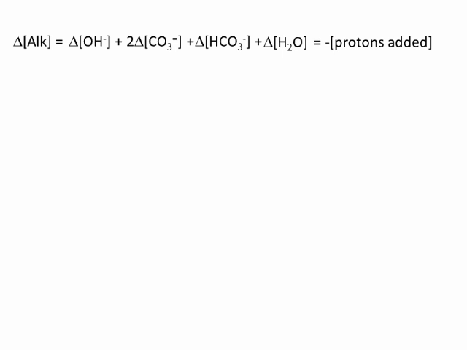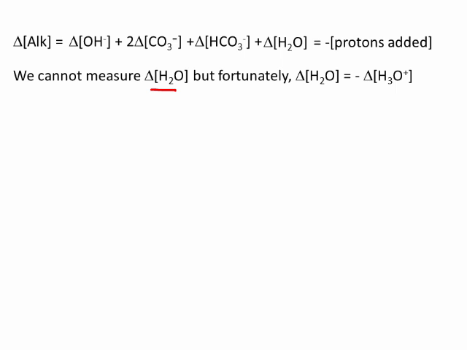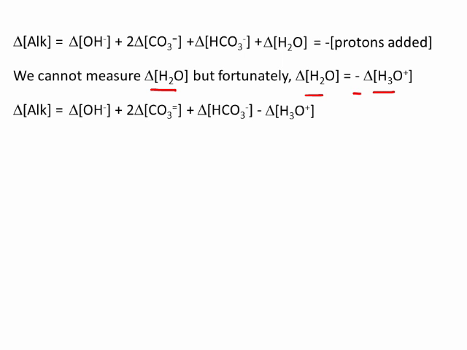So the change in the alkalinity of the water sample as a consequence of the titration has to equal the change in hydroxide concentration plus twice the change of the carbonate concentration plus the change of the bicarbonate concentration plus the change of the water concentration. Summed together, these are algebraically the negative of the sum of the protons added through the acid addition. Of course, we can't measure the change in the water concentration, but fortunately we can equate the change in the water concentration to the negative of the change in the hydronium concentration. We can rewrite our equation, substituting the negative of the change in the hydronium concentration for the change in the water concentration.